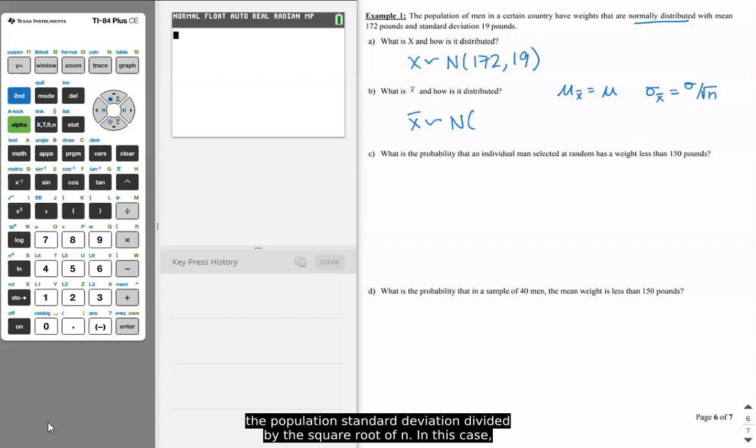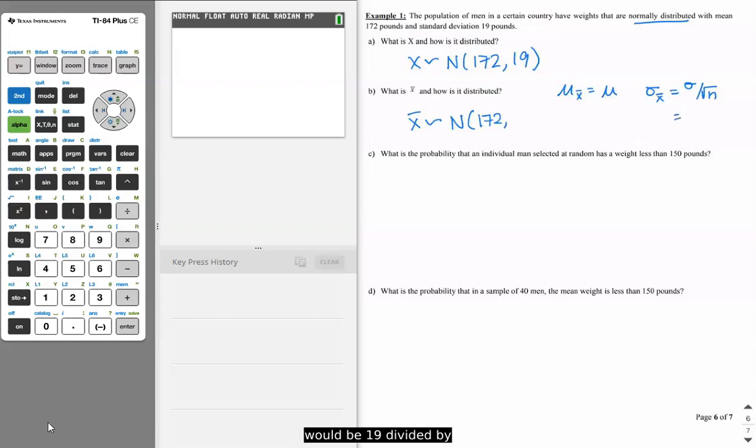So in this case, the mean would also be 172, and the standard error, we can calculate that out really quick, would be 19 divided by the square root of whatever the sample size is. And so we don't really know what the sample size is. So we'd say 19 divided by the square root of n, okay?